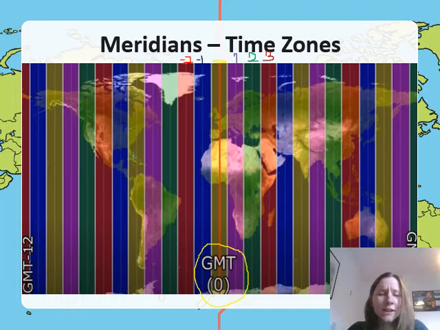And altogether, there are 25 time zones. And there's 25 because if you can see, the minus 12 and the plus 12 are split into 2, and you've got the 0 one in the middle, which is where the prime meridian is. So altogether, there are 25 time zones across the world.